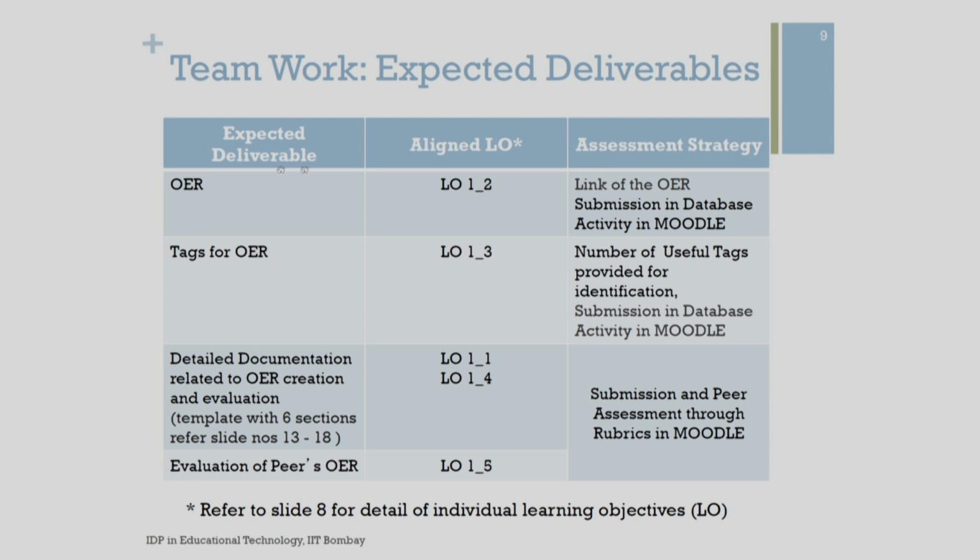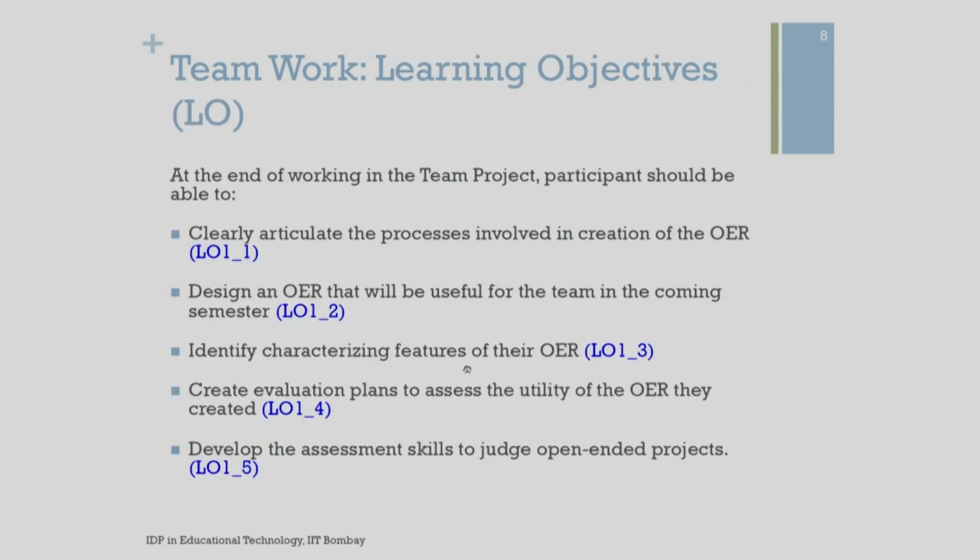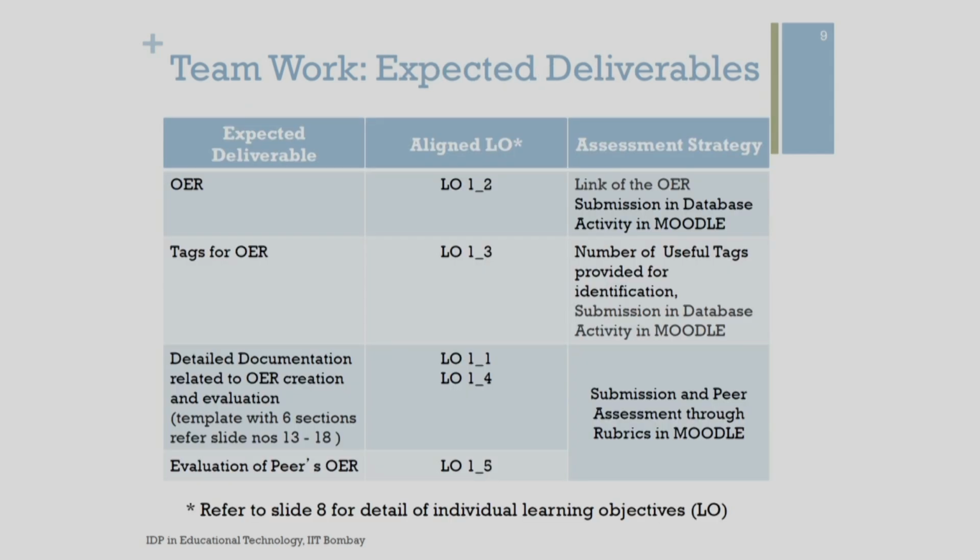There are 3 columns: expected deliverable, the aligned learning objective, and the assessment strategy. I have noted LO1 to 15. So for each of these learning objectives, what is an expected deliverable and what are its assessment strategies? This is explained in this slide. For example, the OER: there is going to be a database activity in the Moodle where you are going to post your OER and marks will be provided for that.